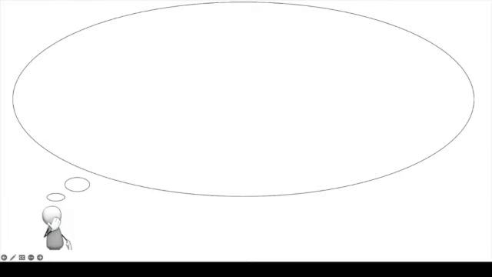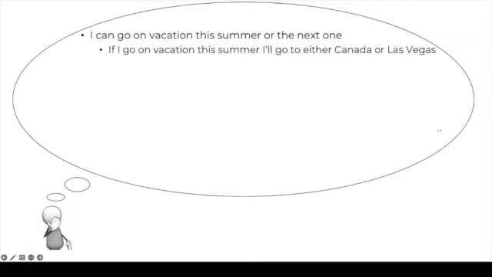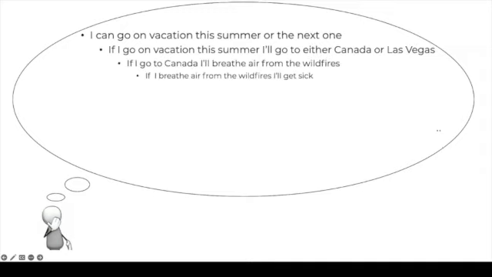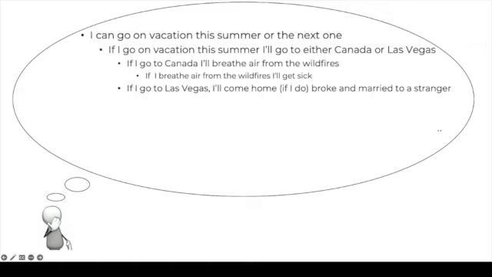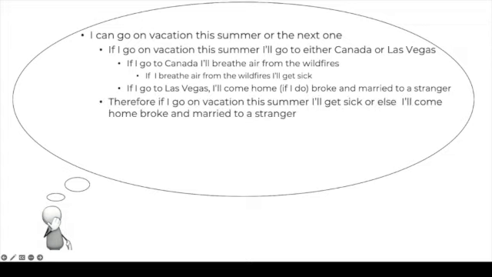Perhaps this is the way in which you went about thinking about the issue, or at least this is how it could seem to you. You say to yourself, I can go on vacation this summer or the next one. If I go on vacation this summer, I'll go to either Canada or Las Vegas. If I go to Canada, I'll be exposed to the wildfires. If I do so, I'll get sick. If I go to Las Vegas, I'll come home, if I do, broke and married to a stranger.